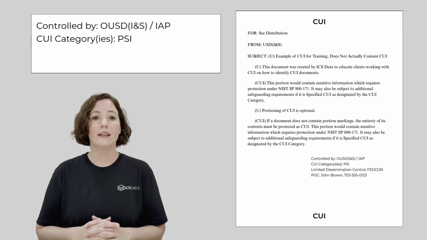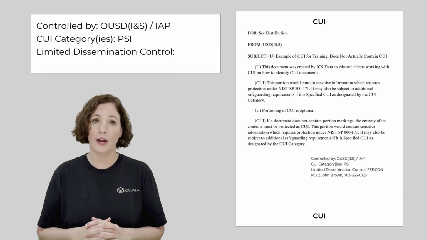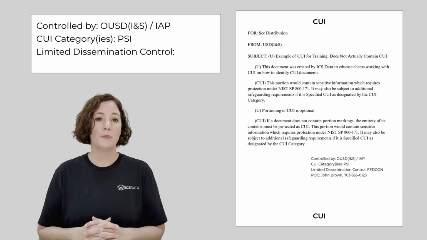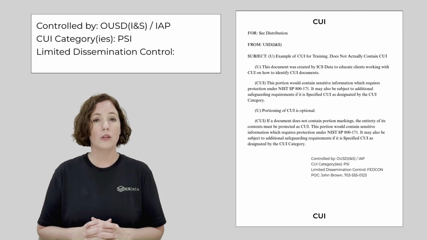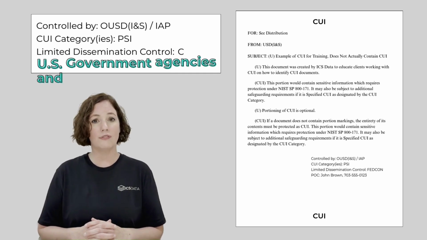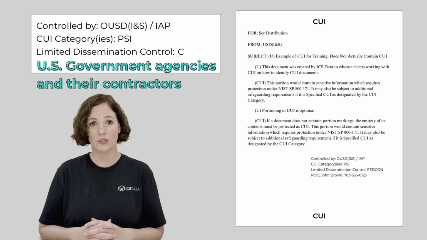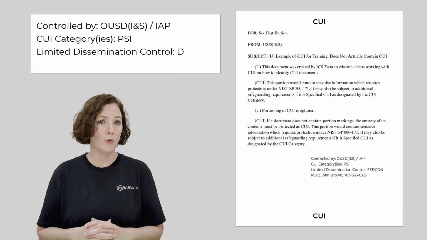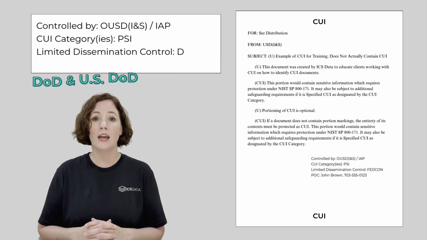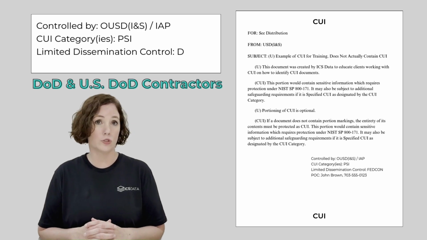Number 3, Limited Dissemination Controls, or LDCs, which specify who can access the information. For example, you might see FedCon, or the distribution statement letter C, under LDCs, indicating the information is restricted to federal employees and contractors. Distribution Statement D is narrower in scope and restricts that CUI to the Department of Defense and US DoD contractors only.